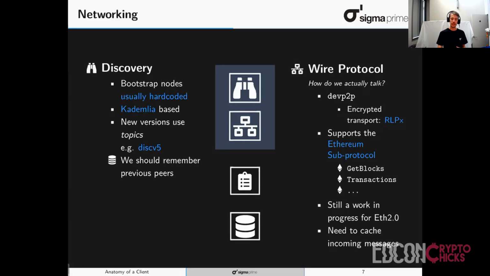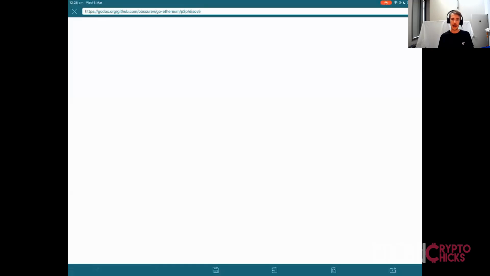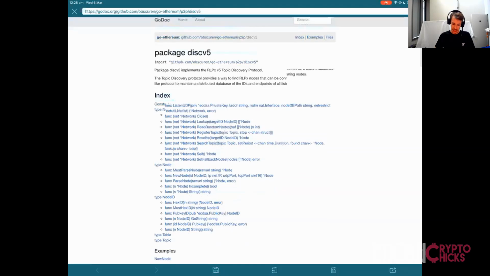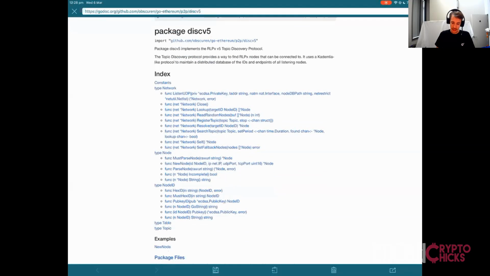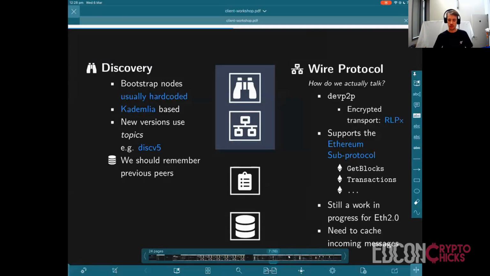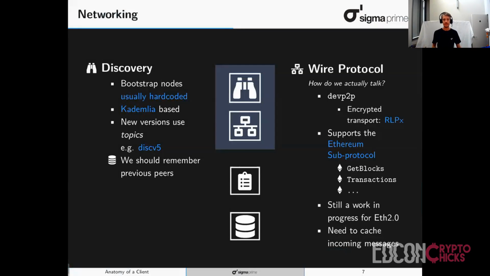And so in even recent versions of Ethereum 1.0, we have Discovery version 5. As you can see here, this is a Go package all about Discovery version 5 for Ethereum 1.0. And this talks about the different topics, how we manage different topics. So you can see here that there's a register topic and a search topic that allows us to actually ask parts of the network, hey, who's ready to talk to me about cats or something like that. The new Ethereum 2.0 is definitely going to be using topics in the discovery protocol.